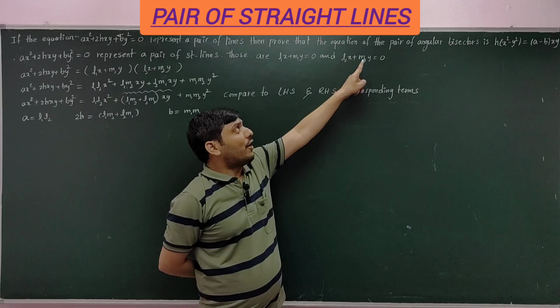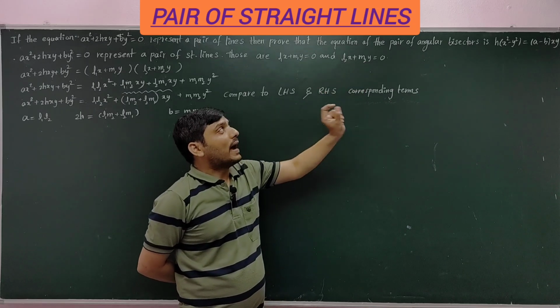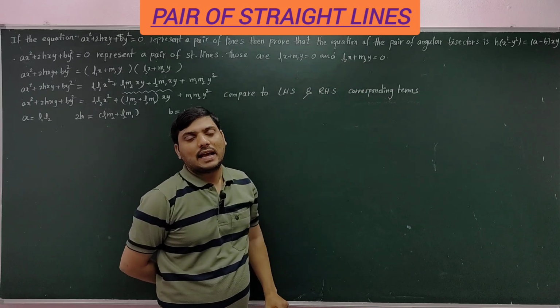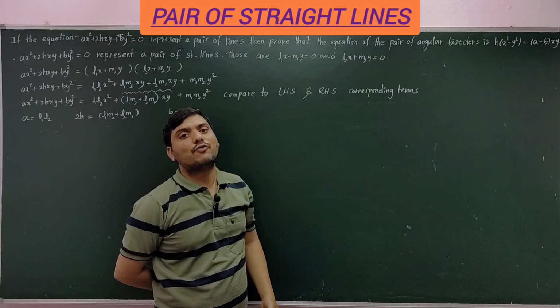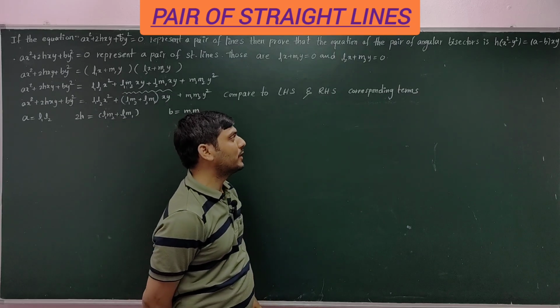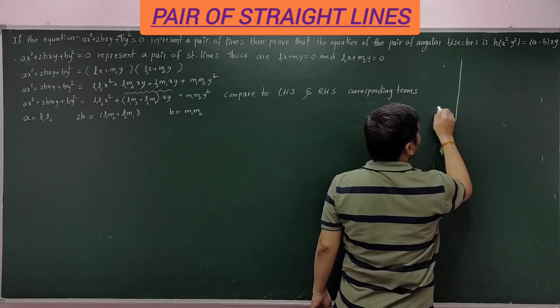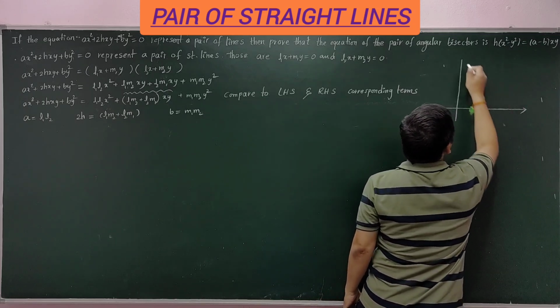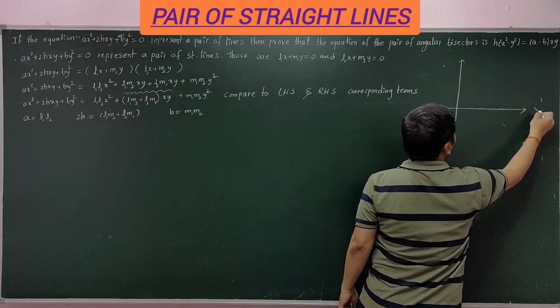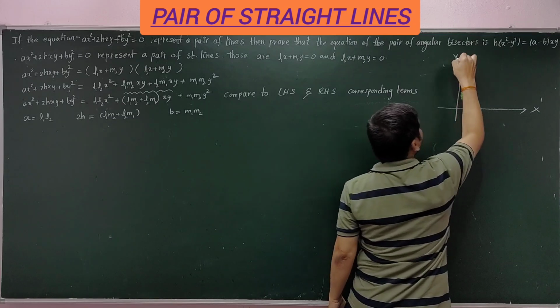The equation of the pair of angular bisectors. Angular bisector means what? Listen carefully. I draw a diagram with a concept. This is the coordinate axis. This is x-axis, this is y-axis.